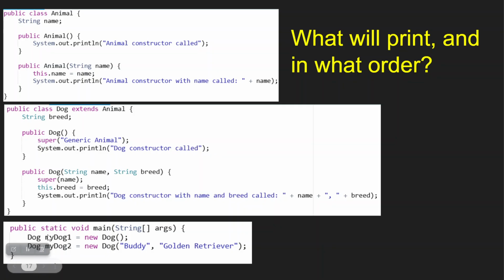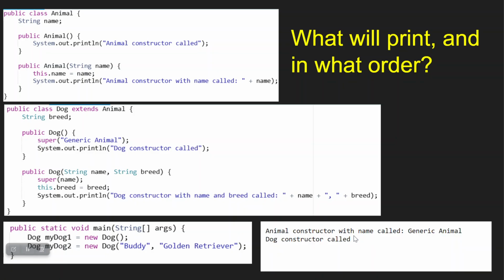So when this first line of code executes, what we end up getting is animal constructor with name called, generic animal, and then dog constructor called. And again, that's because we went into the no argument constructor here and we saw the call to the superclass's parameterized constructor. So this line right here finally prints with generic animal. And then again, we go down to this next line of code, which says now we need to print dog constructor called. So that's what happened there. Now we're going to get to our next line of code. So this is now done.